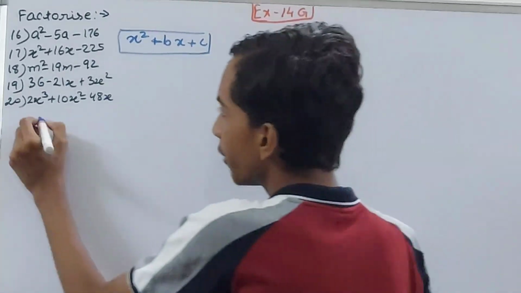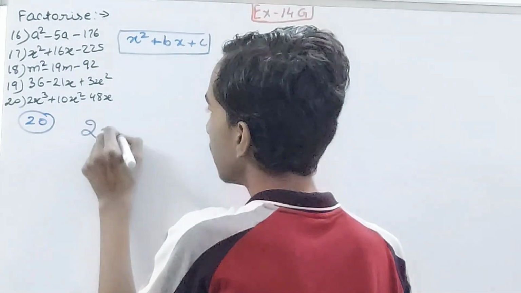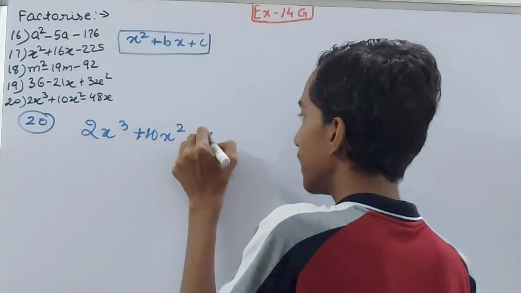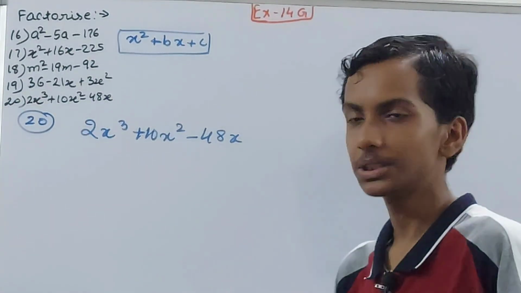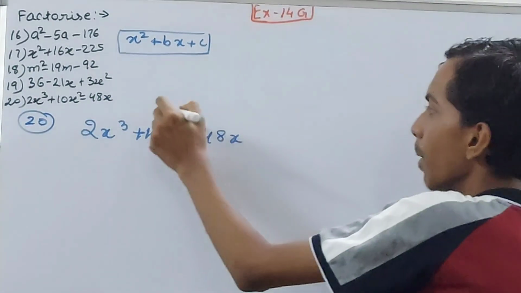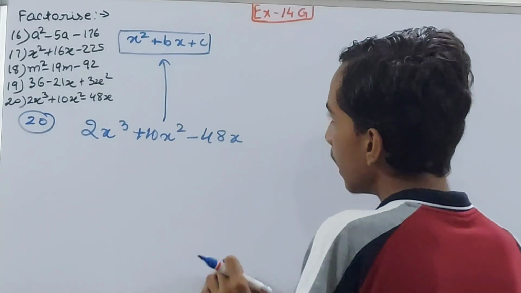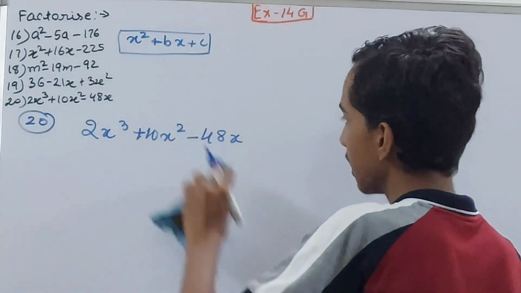Now see the 20th question. What does this say? You have 2x cube plus 10x square minus 48x, but very clearly it is visible from this question that this is not in this form. We have to bring it to this form. What can we do? First you will see the first terms. We have to analyze here carefully.